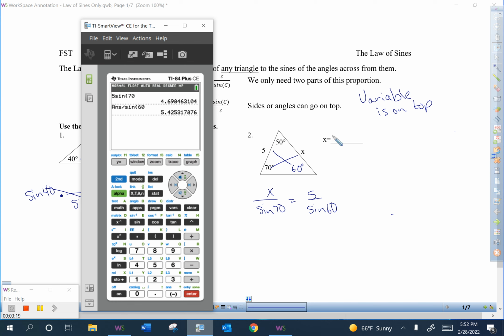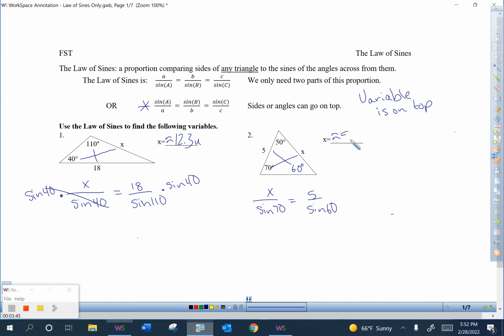This is about 5.4, and how we know it's reasonable is by looking at our picture. Recall from geometry, the biggest side has to be across from the biggest angle, and the smallest side has to be across from the smallest angle. Okay, so our biggest angle was 70, it has to be the biggest side, that is our biggest number. Same thing over here, our biggest angle was 110, and 18 was larger than that number we solved for.